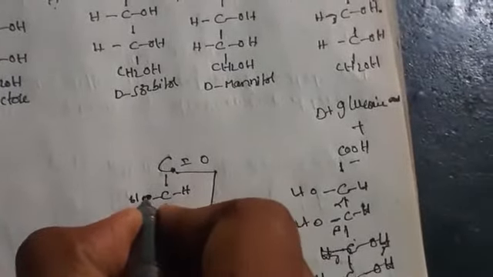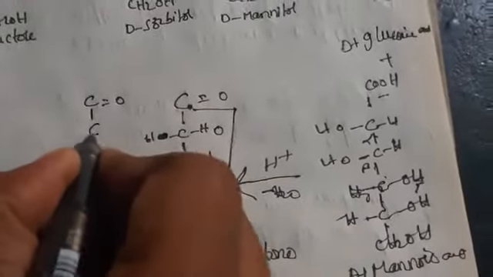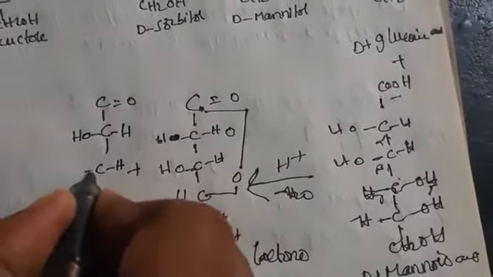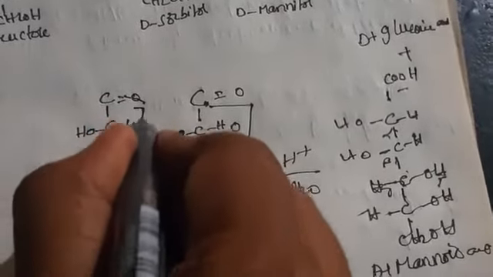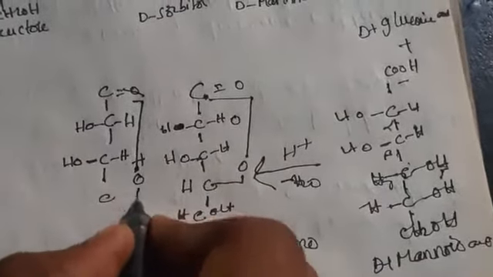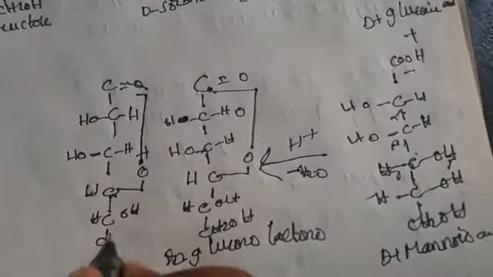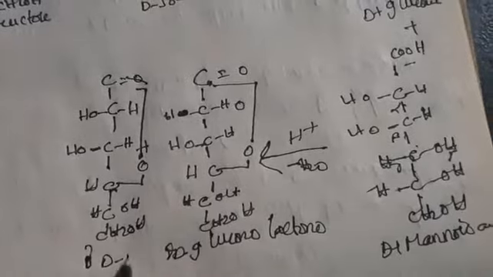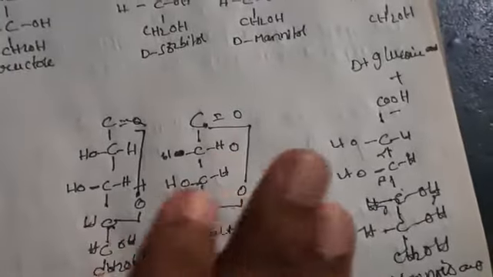Sorry, here H. For glucose, here OH. For the second molecule, you will be getting the C double bond the same, but the OH is the only difference. H, OH, H, CHOH, CH2OH. So this one you are getting is gamma D-mannonolactone. So we got the lactone.